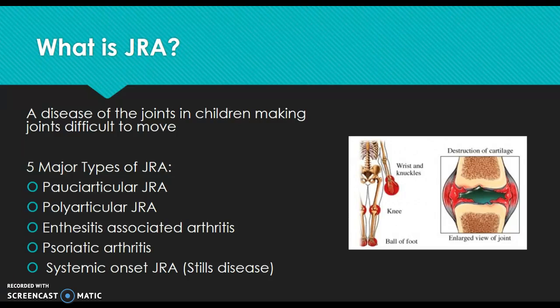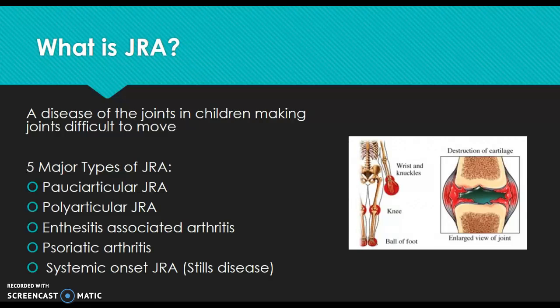JRA can lead to long-term damage of the joints and can interfere with growth and development. The picture to the right shows where JRA is most commonly seen in the wrist and knuckles, the knees, and the ankles. In this picture, you can see where the pannus has started to form around the joints, causing destruction of cartilage. This can cause ankylosis, which causes the joints to merge together.